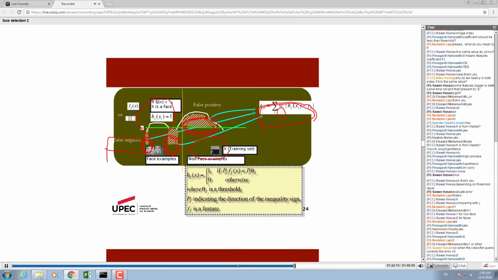Is that correct? The other case: in the same way, current xi is a face, so yi will be 1. But this time h says 0. Oh, it is not a face. It means a false negative error. Then h is 0, and 0 minus 1, because it was an error, gives an absolute value of 1. Then the wi will be accumulated to this error. Is that clear?